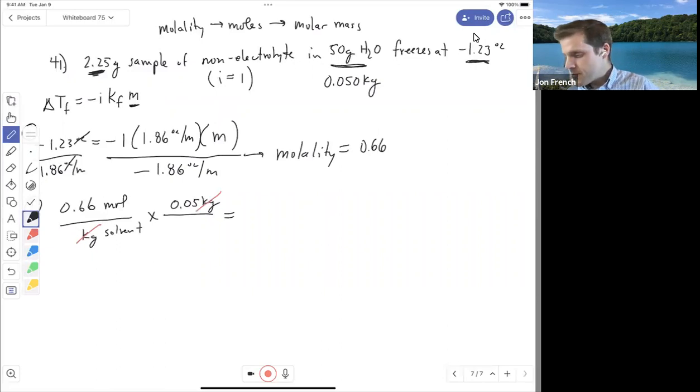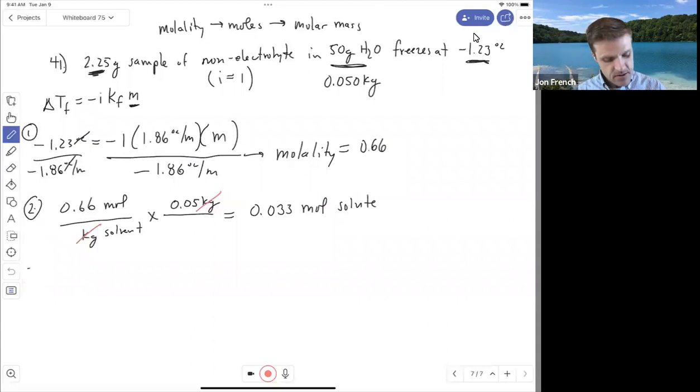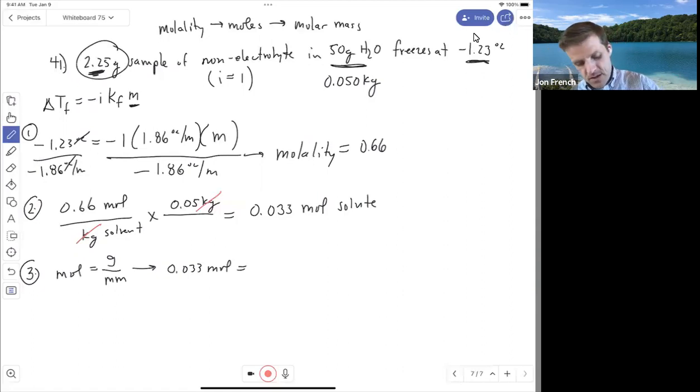And we've got 0.033 moles of our solute now. Now we can do the last step of the calculation, because we know moles equals grams over molar mass. So I've got 0.033 moles, and that was from 2.25 grams over molar mass.